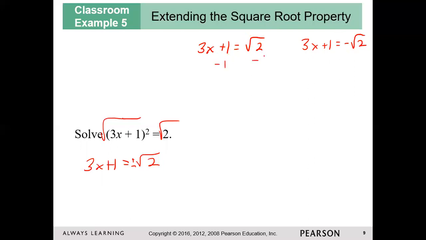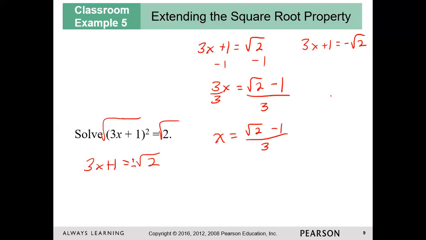So let's say we subtract 1 from both sides, which gives us 3x is equal to square root of 2 minus 1. Remember, we can't combine these because in order to combine radicals through addition and subtraction, you have to have the same index and the same radicand. This is not even a radical, so we can't combine that. And then last but not least, we'll divide by 3, and that gives us x is equal to the square root of 2 minus 1 all over 3.